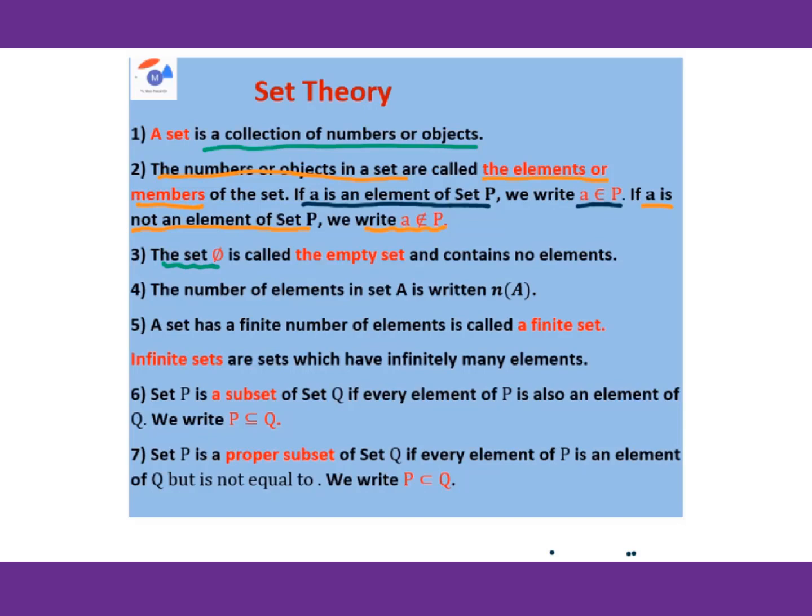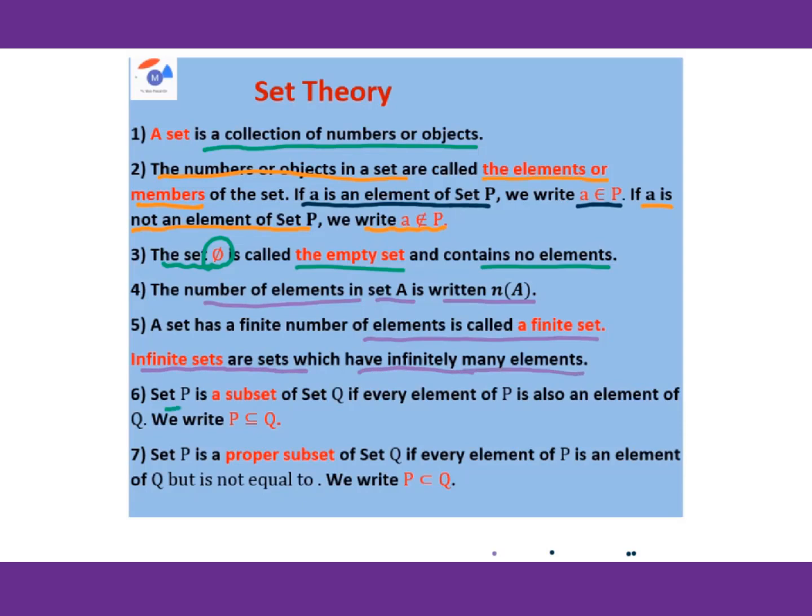This set is called the empty set, which means it doesn't contain any elements. The number of elements in set A is written this way. A set that has a finite number of elements is called a finite set. Infinite sets are sets which have infinitely many elements.